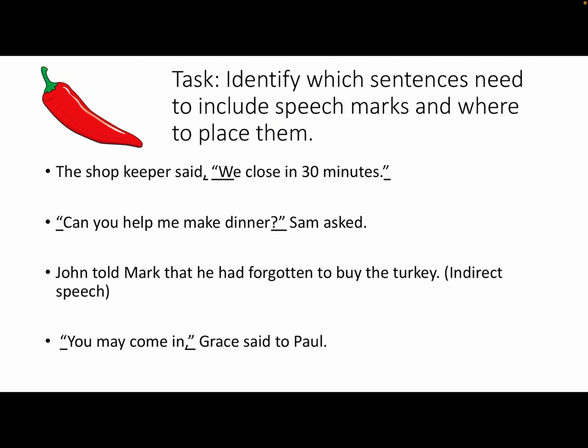Here's the answers to question 1. So we have our comma outside, and our capital letter, and our speech marks. We have our full stop inside, speech marks on the outside. Again, speech marks here. We have our comma, our question mark inside, and our speech marks. This is indirect speech, so we don't need it. And you may come in, Grace said to Paul. Now, you may be asking why these have got capital letters, and we didn't have that before when we said asked. That's because they're proper nouns.